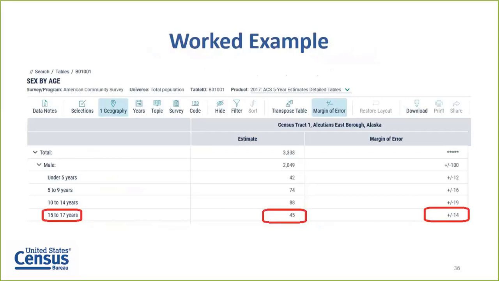The margin of error I will be calculating for the worked example is for the estimate of males under the ages 15 to 17 for a census tract in Alaska. And I chose this tract because the estimate is small, making the calculation easier to follow. Although we will calculate the margin of error for a single estimate, the same method may be used when combining multiple estimates, either within a table, across geographies, or both within a table and across geographies. And the data shown on this slide uses the data shown on data.census.gov. However, we'll use the data from the variance replicate estimate table.